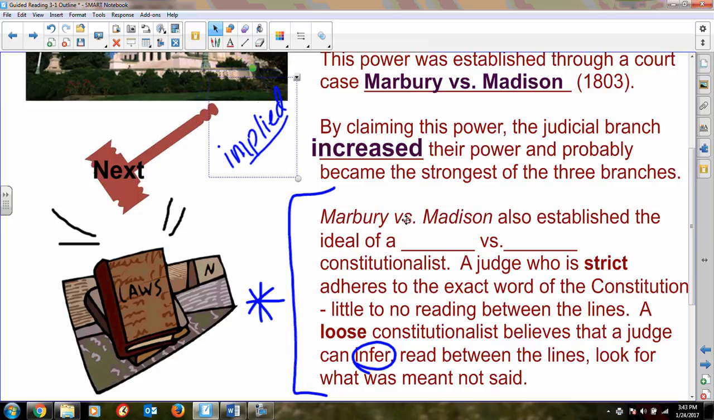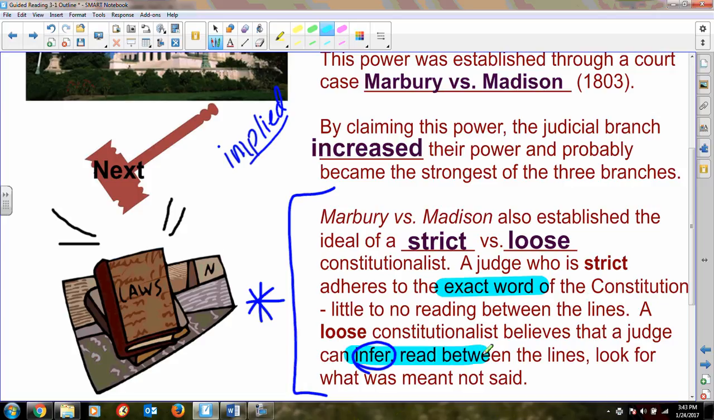Marbury versus Madison also established the idea of what is a strict constructionist and what is a loose constructionist. A strict constructionist is a judge who looks at the exact words of the Constitution. There shouldn't be any reading between the lines of what the Constitution says and what it means. Whereas a loose constructionist will say, hey, let's read between the lines. Look for what is meant and not necessarily what is said.